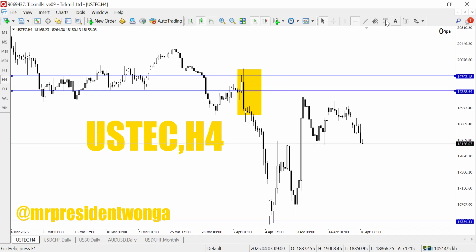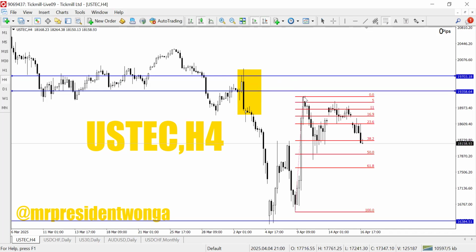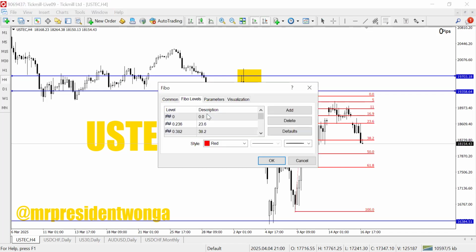Okay. So let me just show you. So for example, this is the low, this is the high. Just to show you, click Fib properties. And if you look at the Fib parameters, the ones that are not there, this is a 5% level. So this is a level that you add, 0.05. Description is just 5. And 0.11 is 11%. And the 16.9, you add basically 0.169. This is how you add it. So you click add.